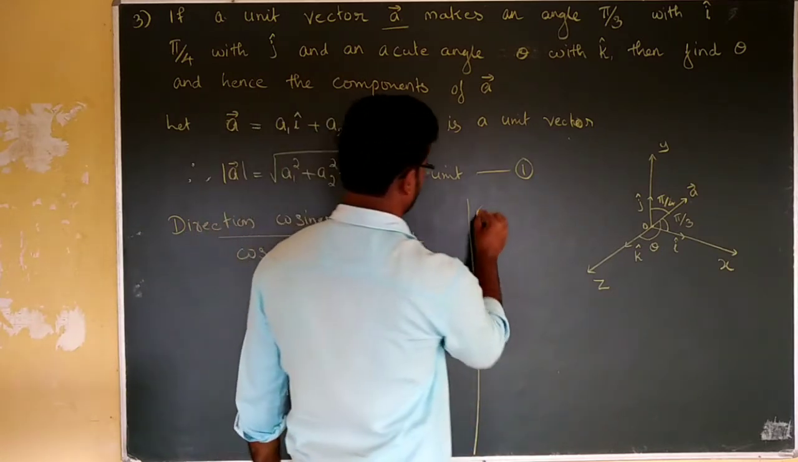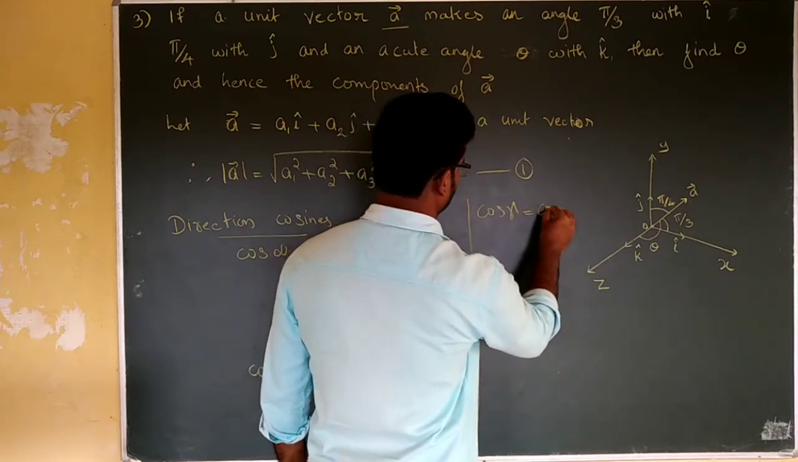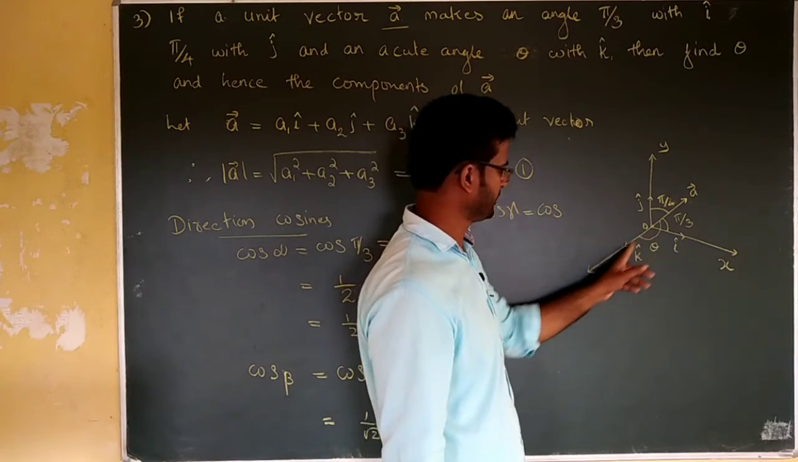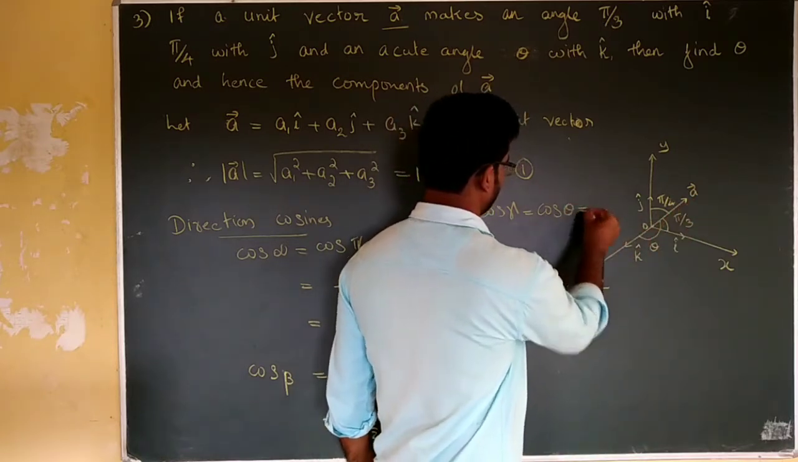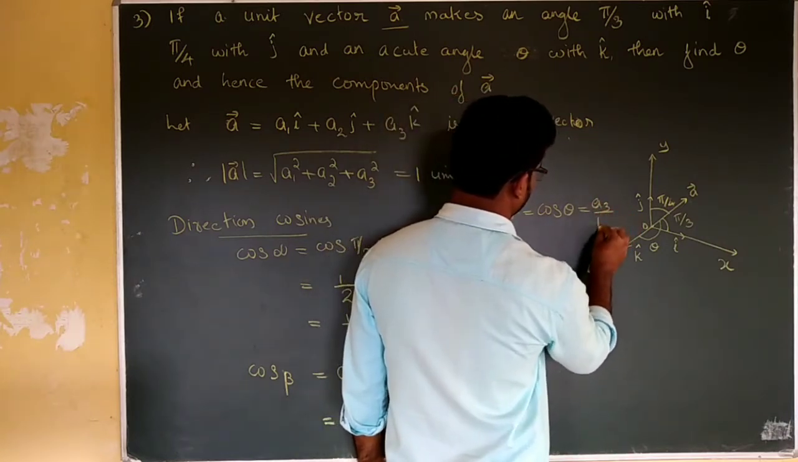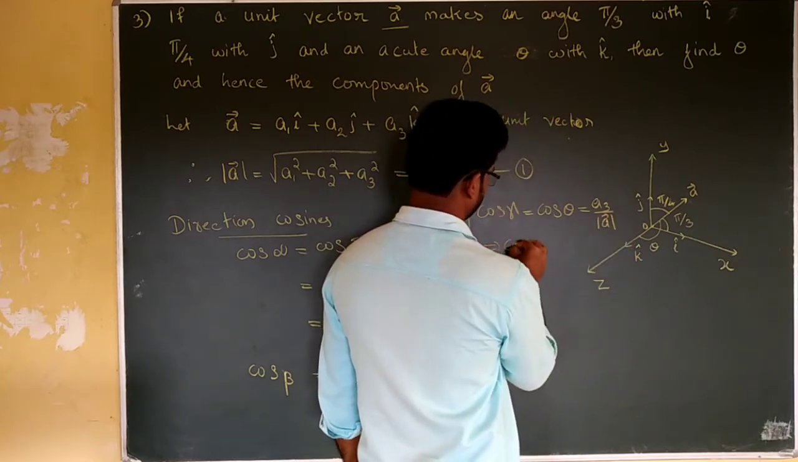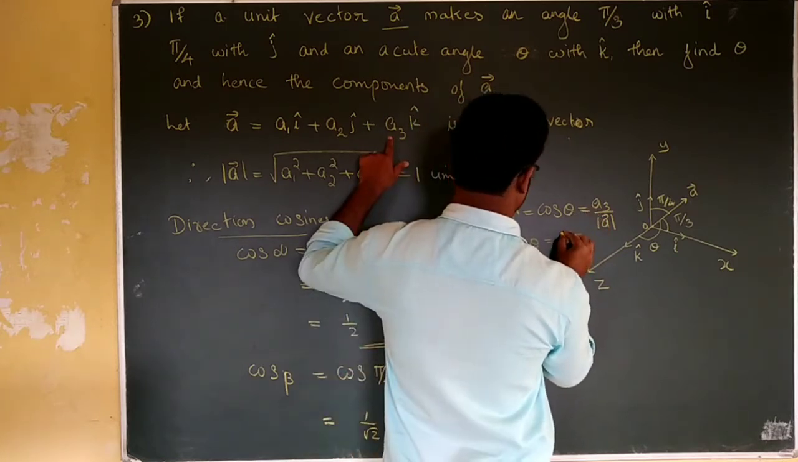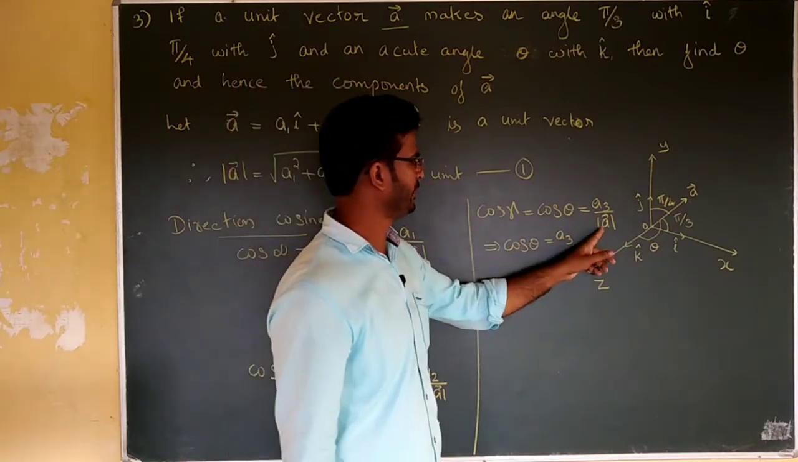Then cos gamma. Here it is already given, the angle between the z-axis and our vector is theta. So cos theta equal to a3 divided by magnitude of A vector. Cos theta equals a3, same a3, isn't it? A3 means the scalar component of k vector. The magnitude of A vector is 1.